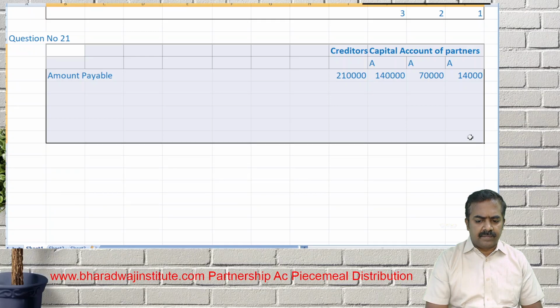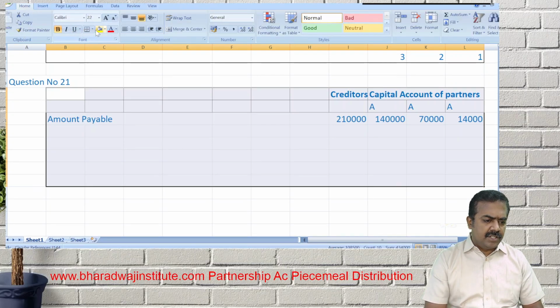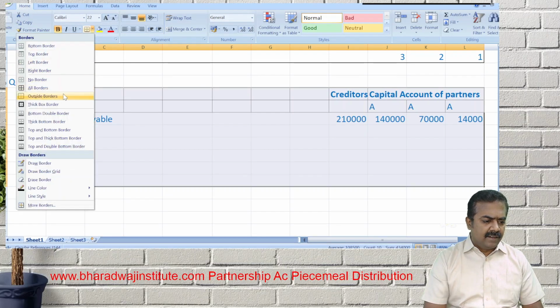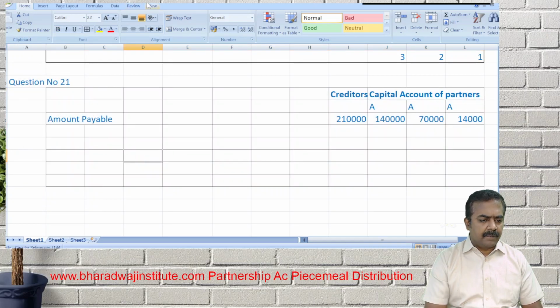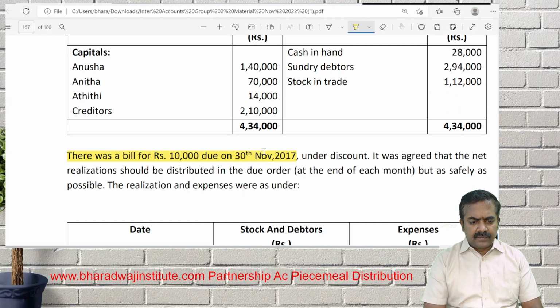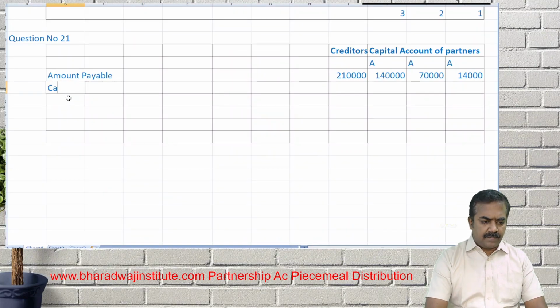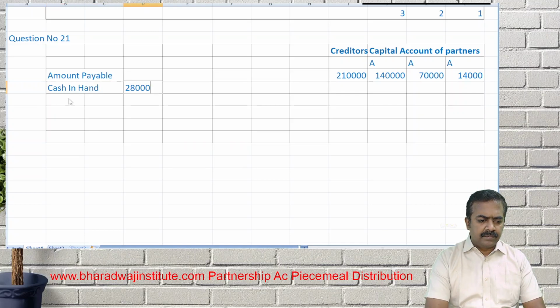Why? Expenses are not given initially and then subsequently paid. There is nothing like that. Expenses are paid then and there. So this is the amount payable. What is the first one? There is cash in hand. What is the cash in hand? 28,000. Cash in hand 28,000. It will be paid to whom? Pay to creditors 28,000. Cash in hand is paid to creditors.